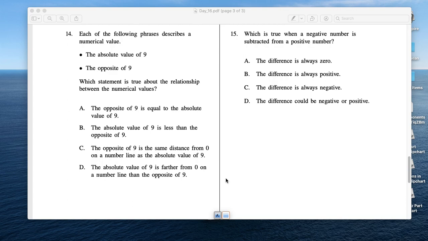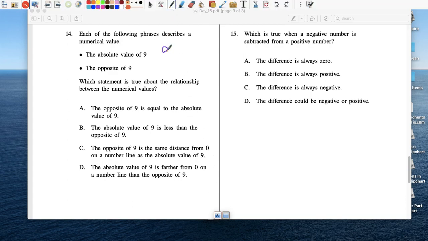14. Each of the following phrases describes a numerical value. The absolute value of 9 is 9. The opposite of 9 is negative 9. So which is true about the relationship between the numerical values? The opposite of 9 is equal to the absolute value of 9. The opposite of 9, which is negative, is equal to the absolute value of 9. So no, that's not true.